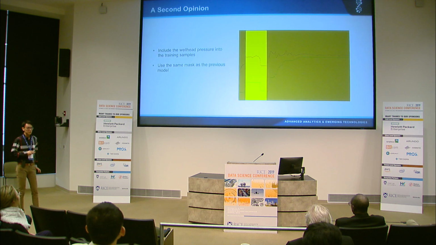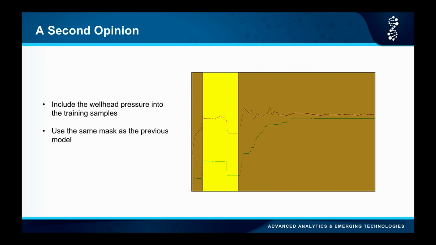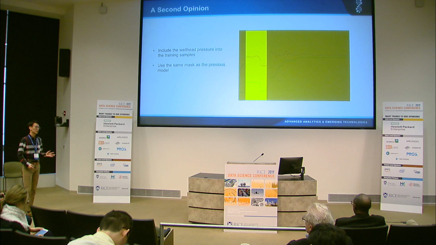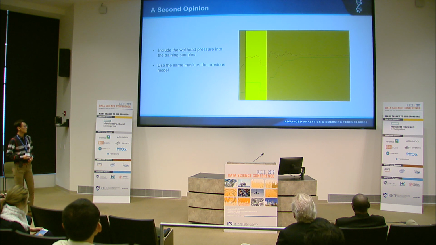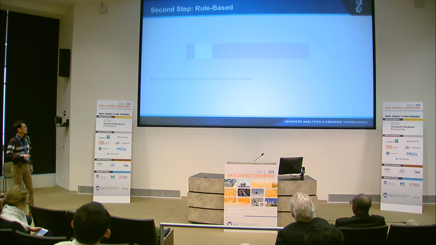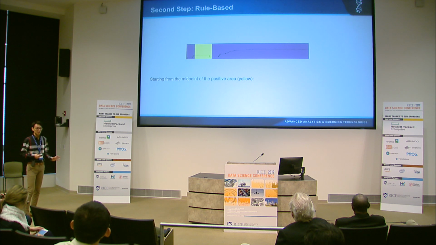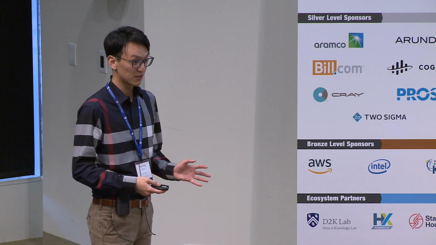But sometimes one model is not enough, so we bring in a second opinion from a second model. The second model is actually exactly the same as the first one, except that we are including the wellhead pressure into the training. With the second model, we are letting these two models vote on the decision on whether there is a Bosset event or not. And if and only if these two models agree that there is one, then we say this sample is positive.